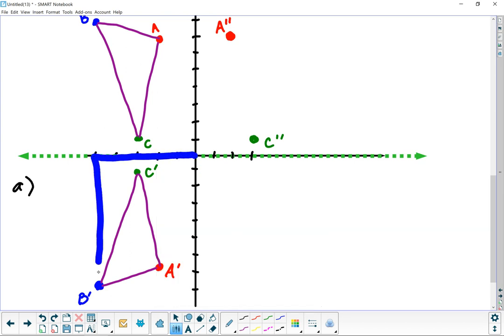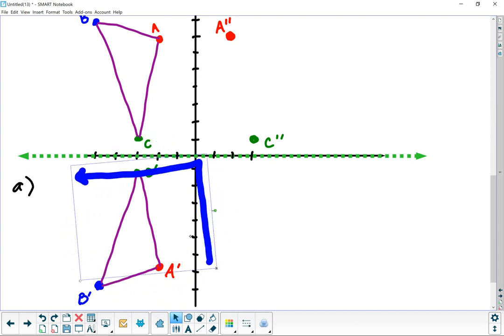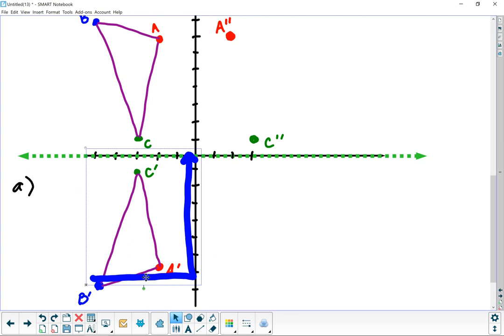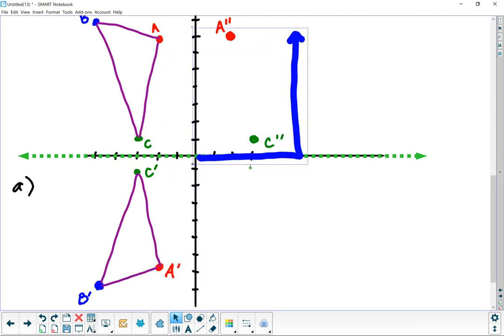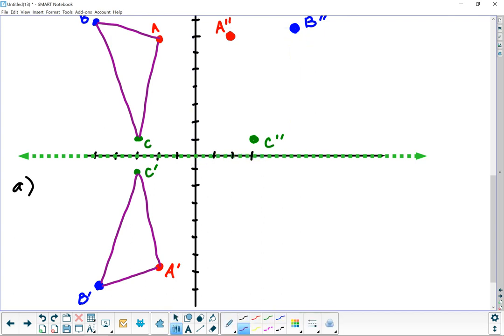B prime is 5 and then down 8. Right, so that's my hook right there. So if I rotate this 180 degrees, it's going to be to the right 5 and then up 8. And that's going to give me my B double prime. Okay. All right, so that's my triangle right there. So A double prime to B double prime, B double prime to C double prime, and C double prime back to A double prime. So that's it.